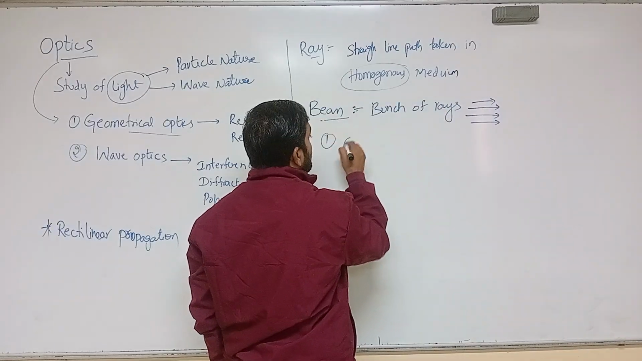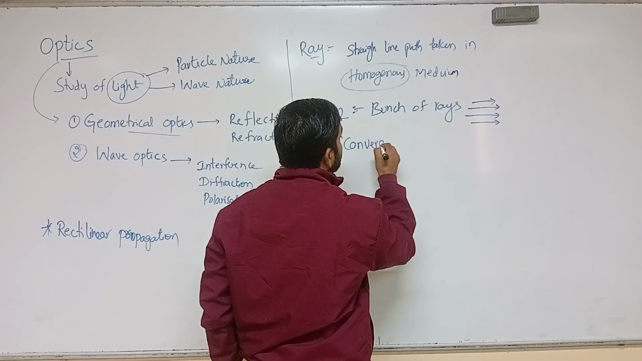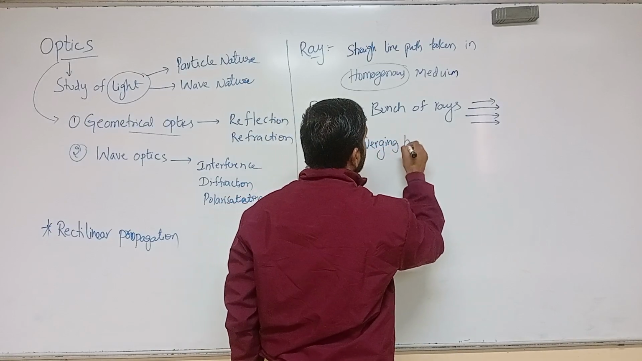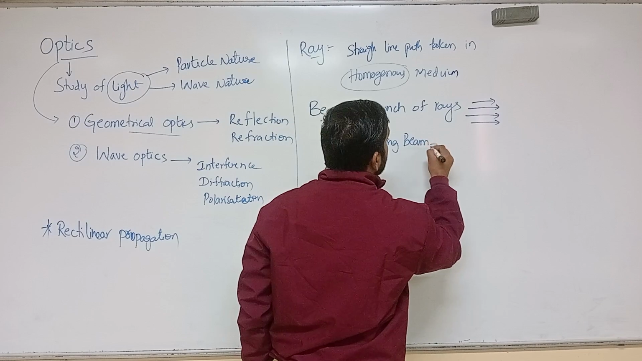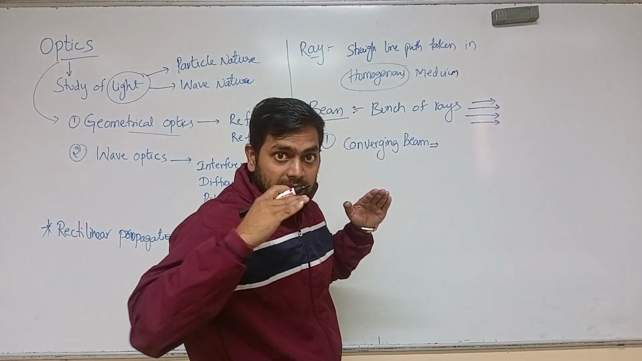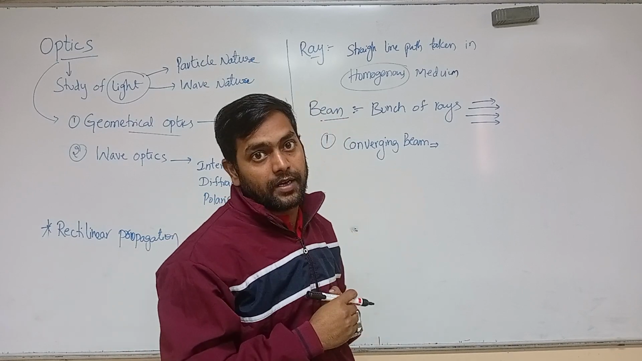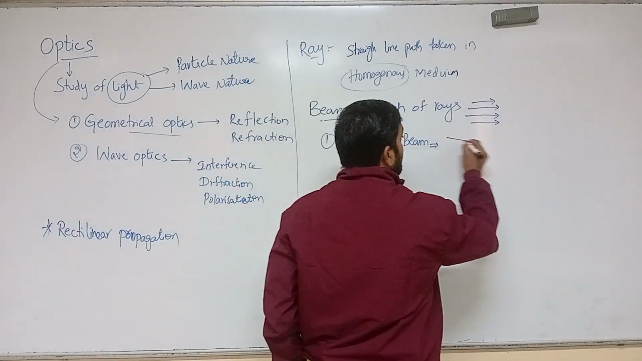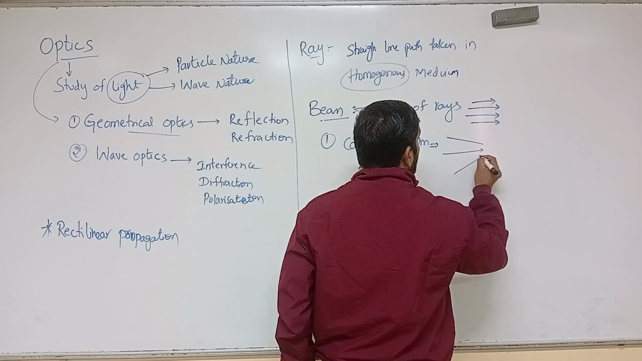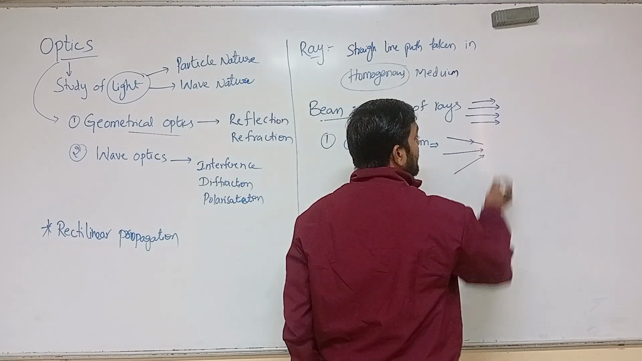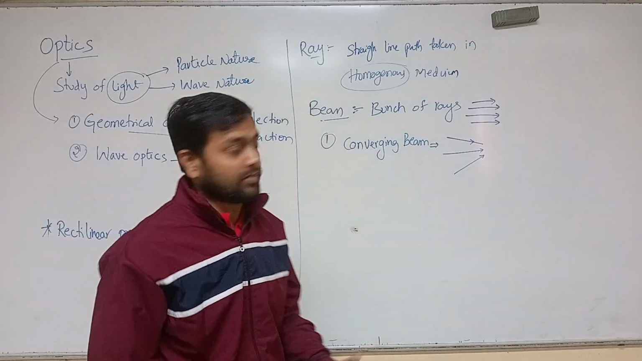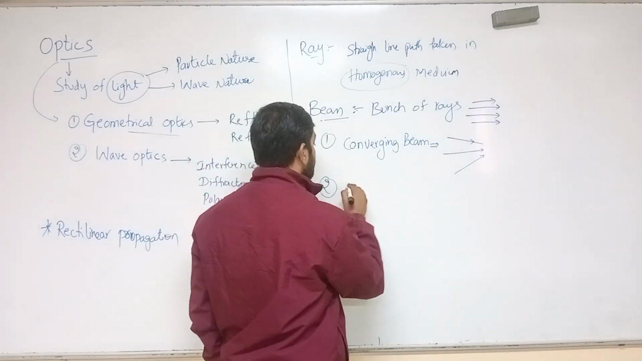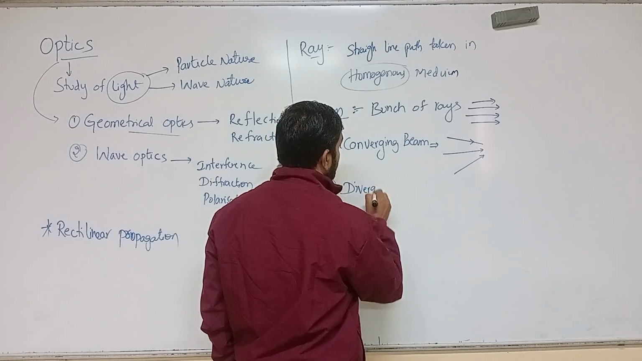So the first one is the converging beam. What is a converging beam? The rays of the beam are converging at a particular point. The rays are coming to a particular point, so we can call that the converging beam. Next we'll see the diverging beam.